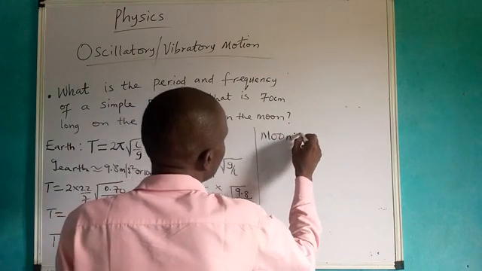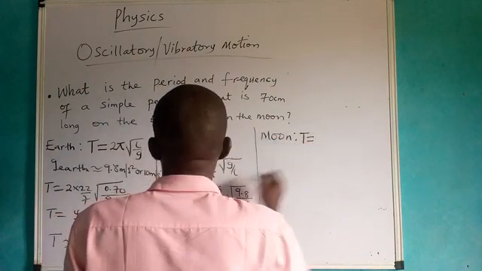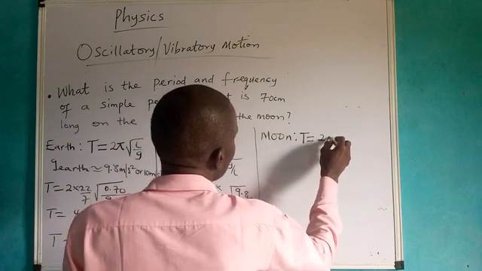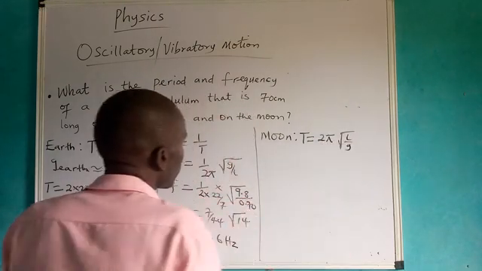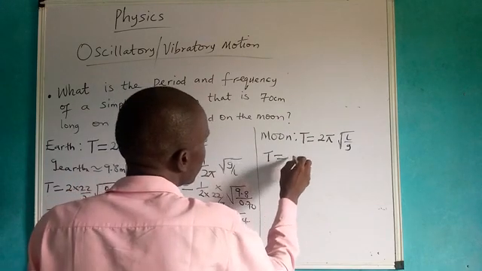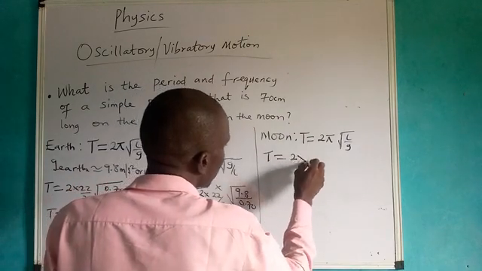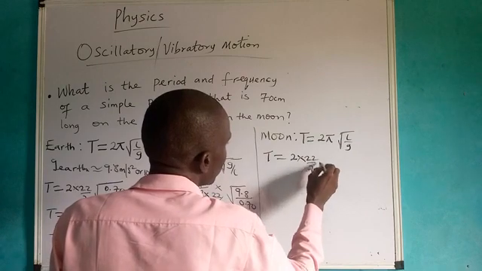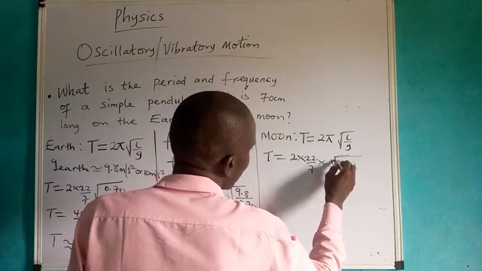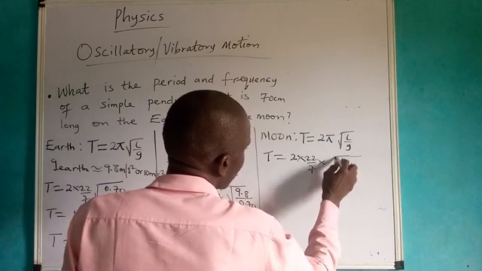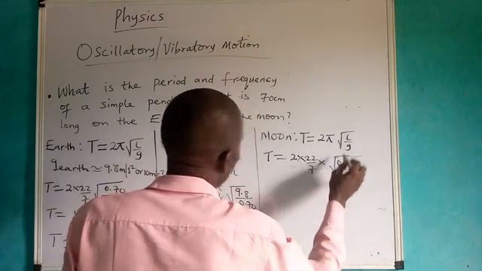You mean that our t, we can also use the same formula, which is this very one, L by G. Now t becomes equals 2 times 22 over 7 times the square root of the length, which still remains 0.70, all over G. And what is G there?